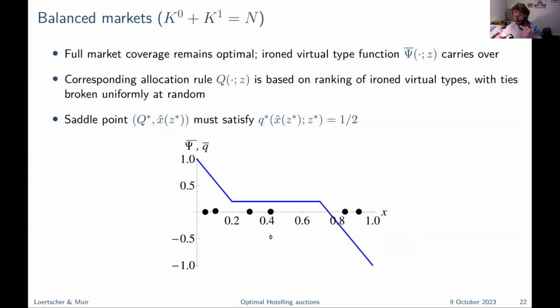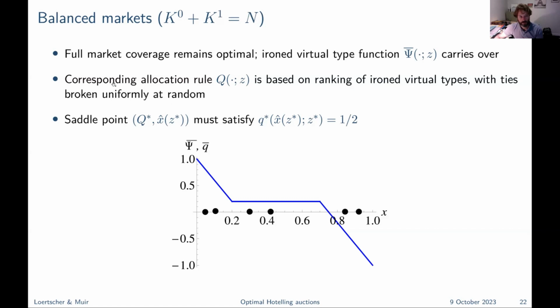So that's a stark contrast to the case of balanced markets, which I look at now, where the designer is not going to have any degrees of freedom. And here, the whole mechanism is going to be pinned down by the feasibility constraints, basically. Okay, so we maintain the assumption that full market coverage is optimal. So that doesn't change the ironed virtual type function psi bar.